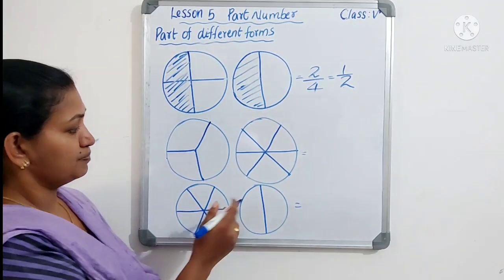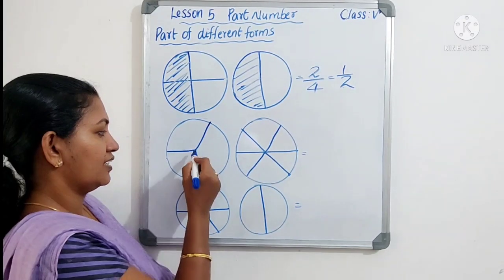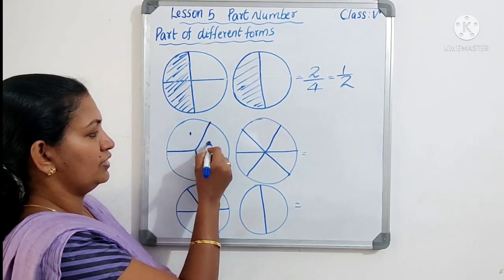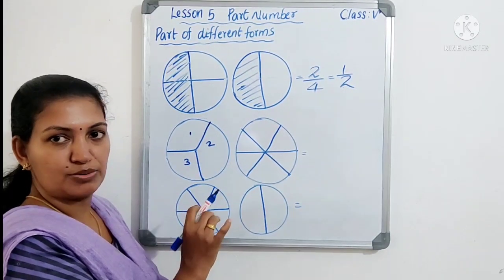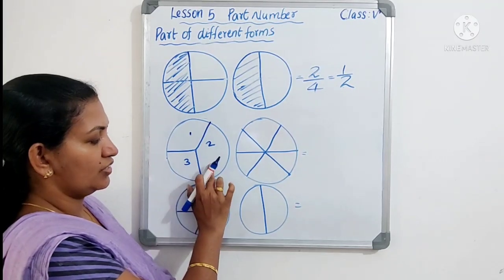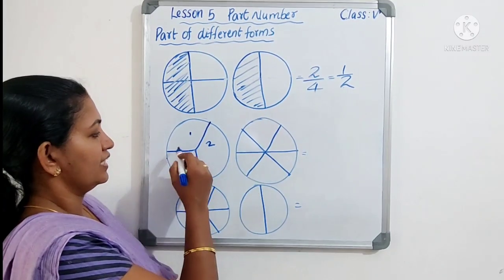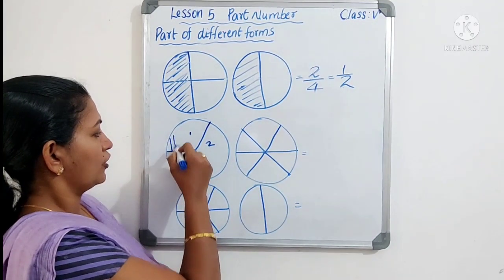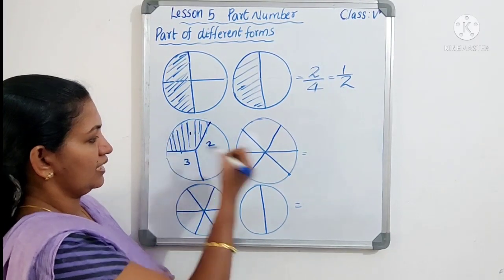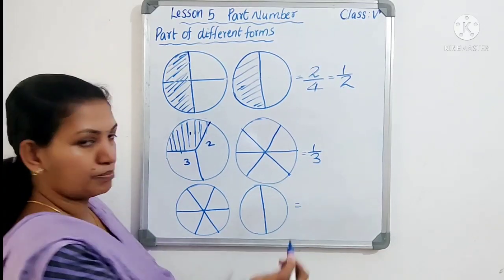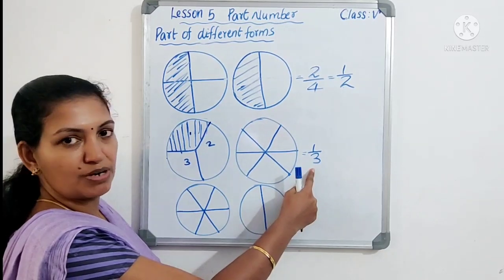Okay, next picture. In this, considering these two circles, first circle I divided into 3 equal parts. 1, 2, 3. Okay. So first circle divided into 3 equal parts. This circle divided into 6 equal parts. Okay. Next I am shading one part of this circle. That is, what is the fraction? 1 by 3. The fraction of this circle is 3 equal parts, 1 part shaded. So fraction is 1 by 3.